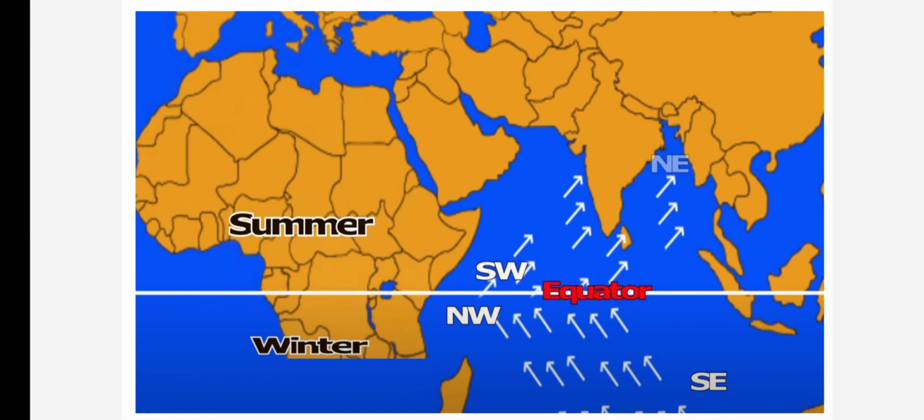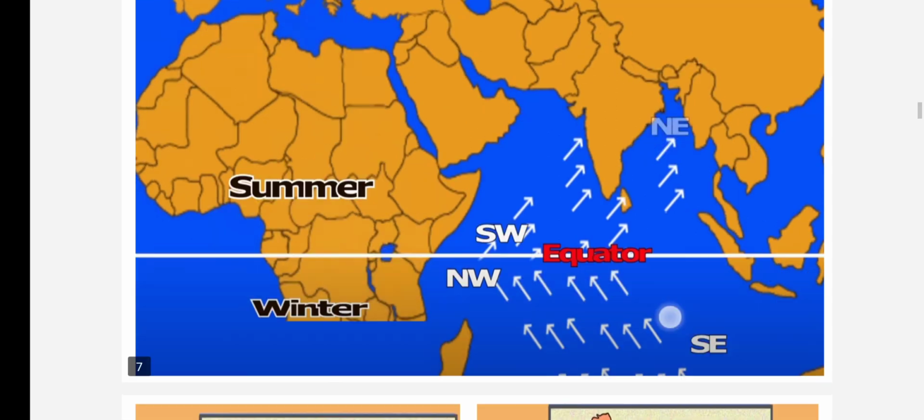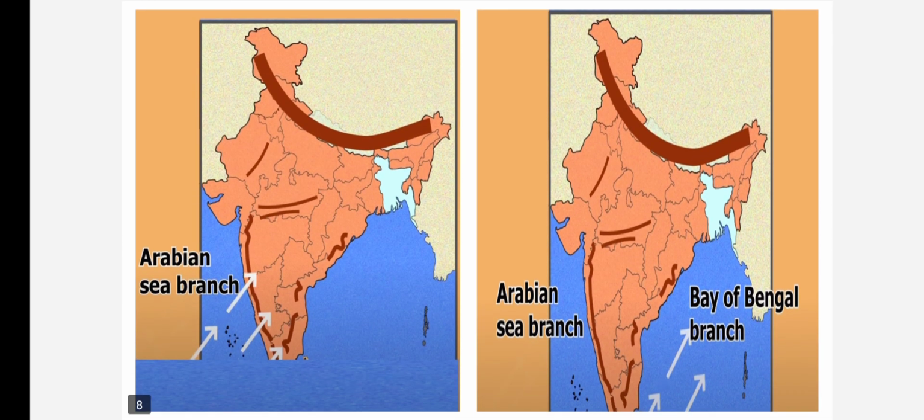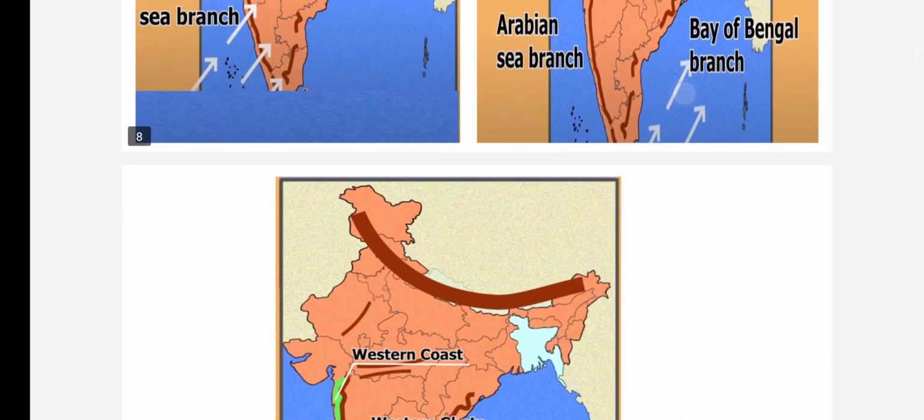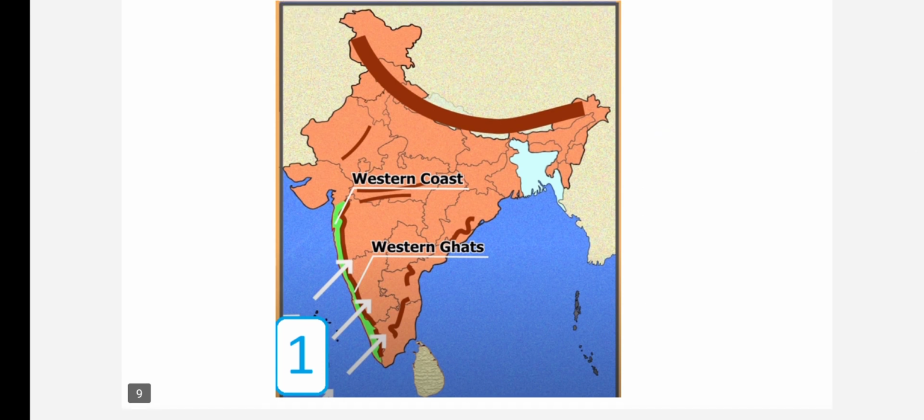Now, when they enter the Indian Ocean, they get divided into two branches, that is, the Arabian Sea branch and the Bay of Bengal branch. Now, the Arabian Sea branch further divides into 3 parts, children. The first part is obstructed by the Western Ghats. The Western Ghats lie parallel to the western coast.